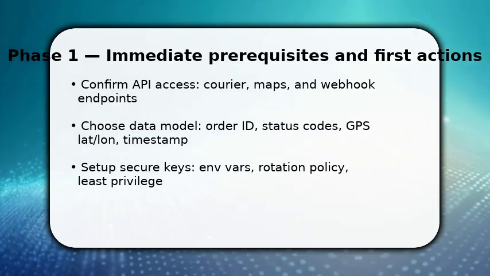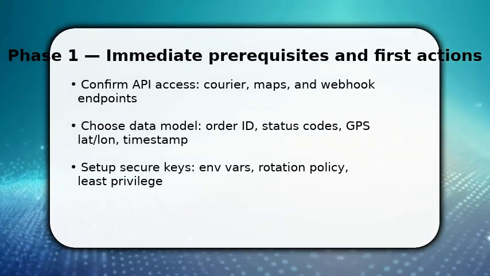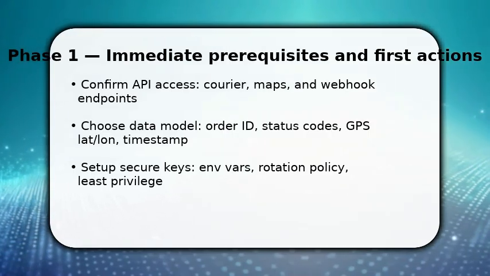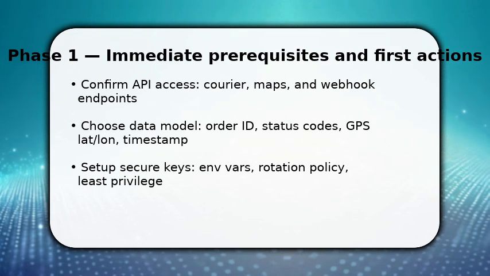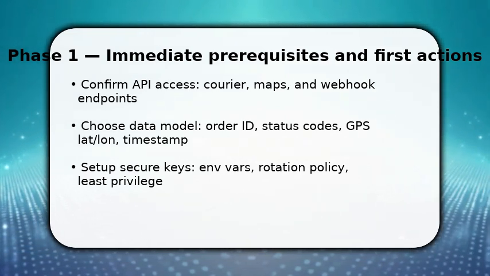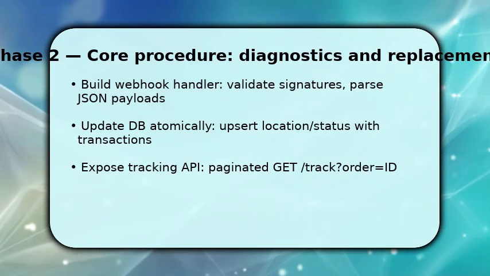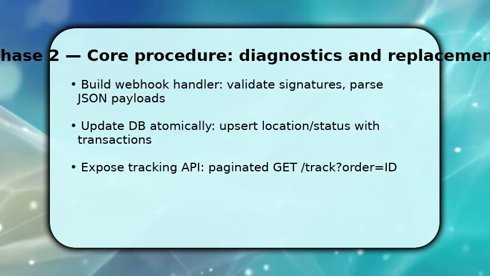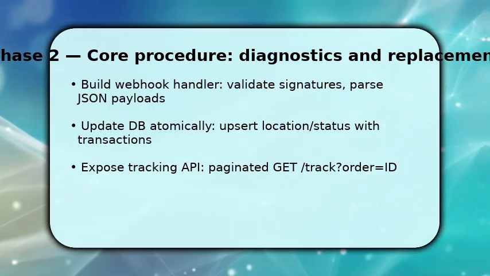Make sure to enforce least privilege so a leaked key cannot modify production. Finally, provision a webhook URL and test it with a sample 200 OK response to confirm connectivity before code. Now implement the webhook handler that verifies signatures and parses JSON payloads. You need both security and reliable parsing.